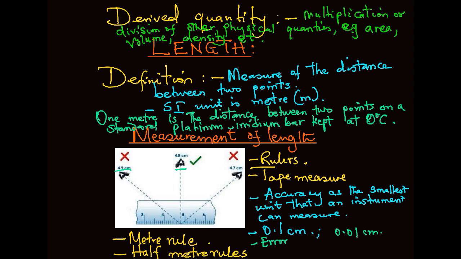When it is on the other side, we end up with an inaccurate reading of 4.7 instead of 4.8. So the eye should be placed perpendicular to the scale to avoid an error, which we call error due to parallax. Such errors arise when the eye is not perpendicular to the scale.